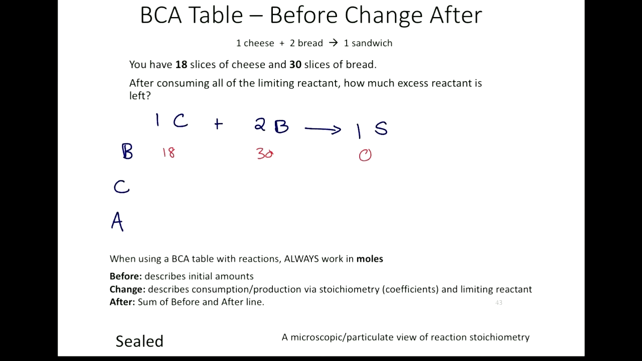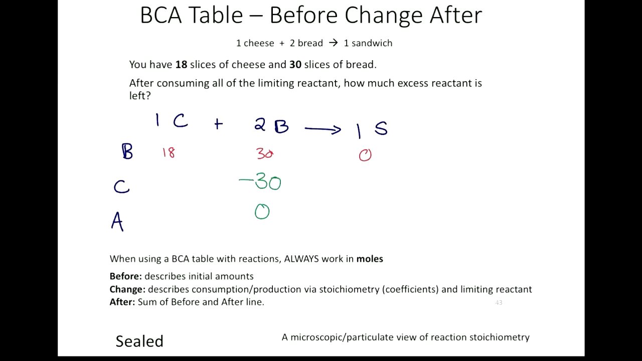So if bread is our limiting reactant, that is what gets completely consumed. So what I'm going to draw here, C stands for change. So do you agree with me? If all the bread is the limiting reactant, it gets consumed, I'm going to lose 30 slices of bread, and I'm going to end up with 0. Do you agree with me? If all of that gets used up. Okay. So what's interesting here is that the change line is dictated by stoichiometry.